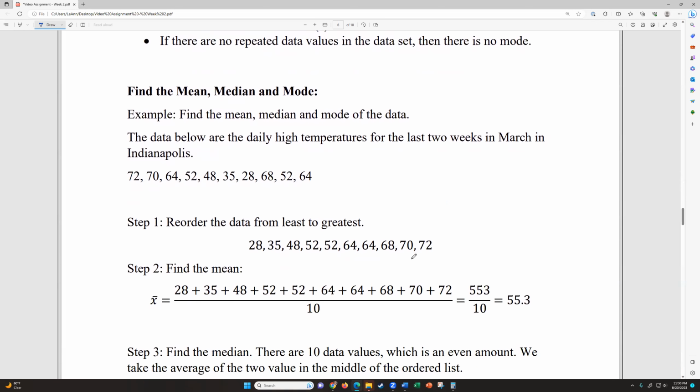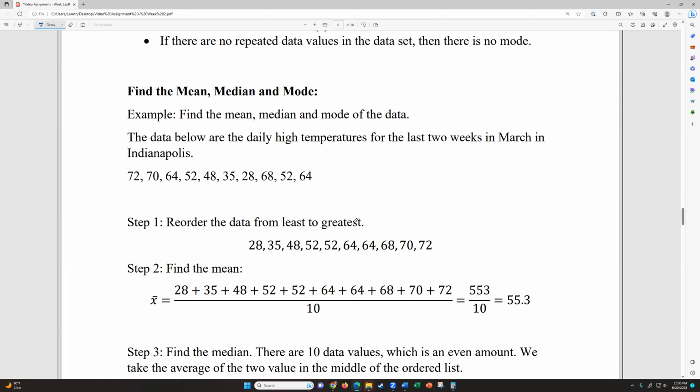Okay, so here's an example I have pre-worked out, and then we're going to do one together. Find the mean, median, and mode of the data. The data below are the daily high temperatures for the last 2 weeks in March in Indianapolis: 72, 70, 64, 52, 48, 35, 28, 68, 52, and 64.